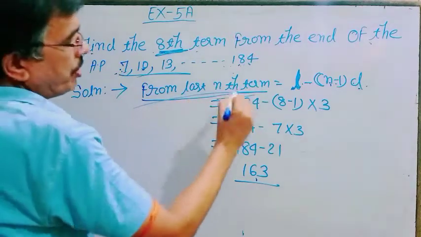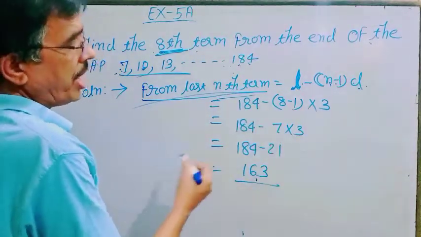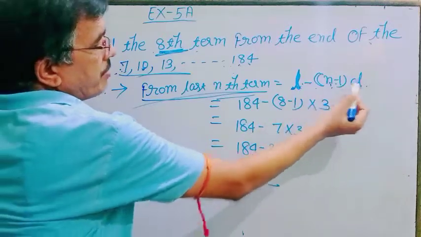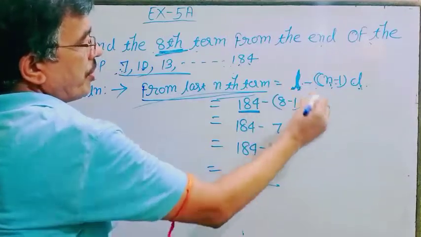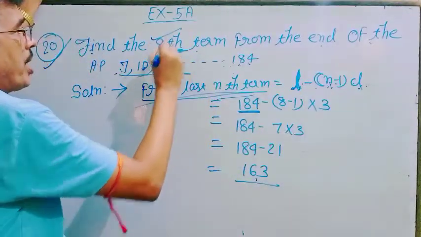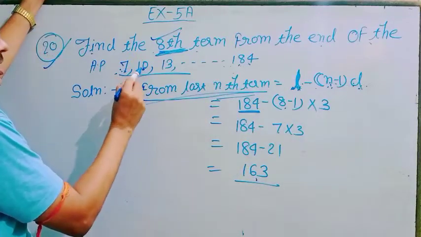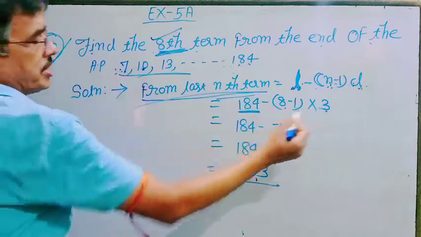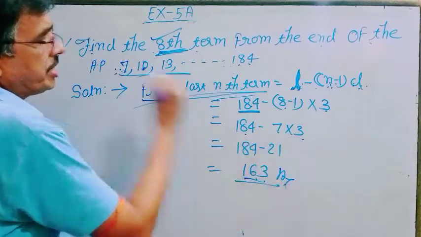So use this formula and you can find any term of the AP from the last, and that term is L minus n minus 1 into D. L is the last term, so it is 184. N is what is asked in your question, that is 8, and D is the common difference, and the common difference is always T2 minus T1, that is 3. So 184 minus 21, you get 163. It is the solution.